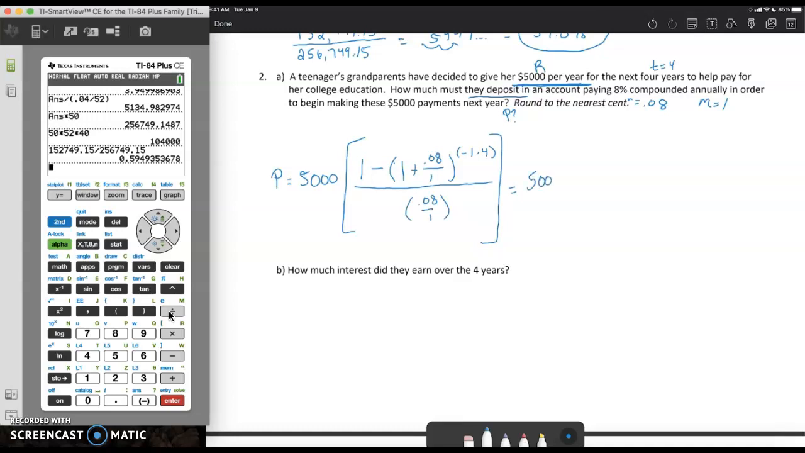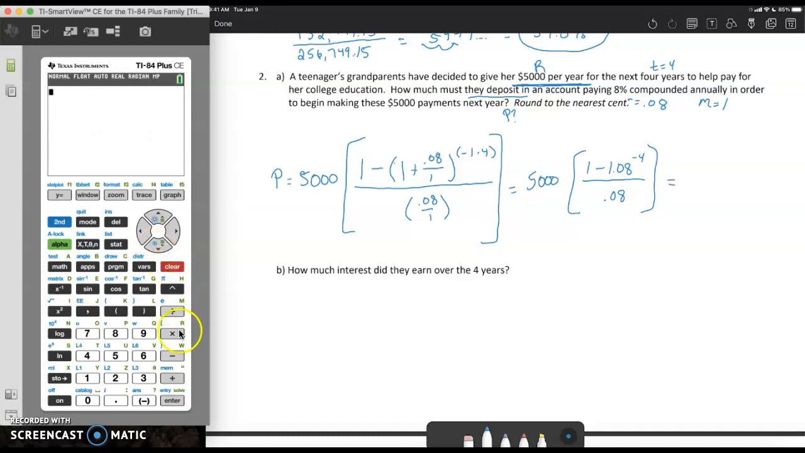So it looks like I'm taking 5,000 times, on the top of the fraction, 1 minus 1.08 to the negative 4, divided by 0.08. Okay, so now I'm going to go into my calculator. And maybe I'm going to do this one in stages too. I'm going to do what's 1 minus 1.08 to the negative 4, because that gives me the numerator. Then I'm going to divide that by 0.08. And then I'm going to multiply that by 5,000.